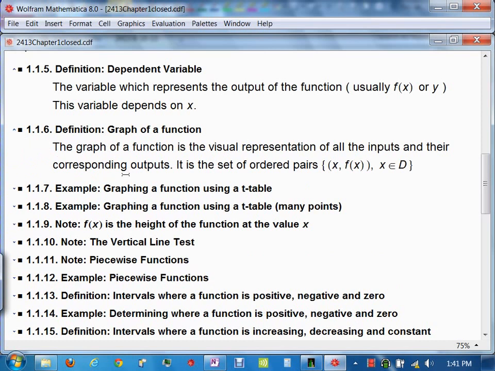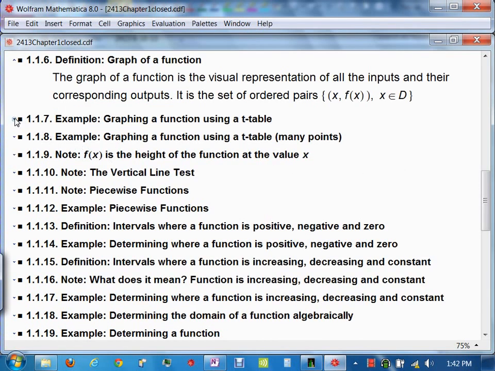Graphs of a function. The graph of a function is a visual representation of all the inputs and their corresponding outputs. It is the set of all ordered pairs, and then I've got this thing over here. What does this mean? Well, this is like a point, like the point 2, 4, right? The x and the y coordinate. It's all the x and y coordinates for every x. That little symbol means element of what? The domain. So for everything that you can plug into the domain, all the outputs, write them out as points, ordered pairs, that's your graph.